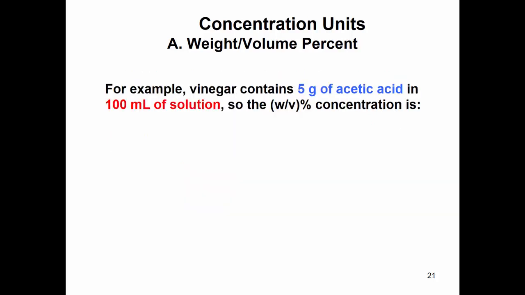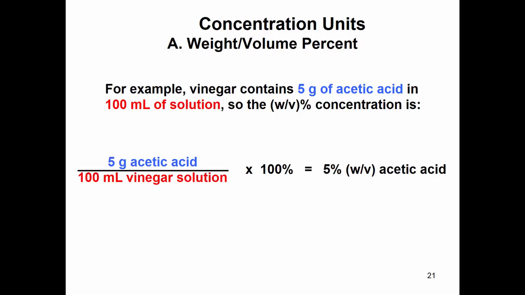So, a real simple example here. Vinegar contains 5 grams of acetic acid in 100 milliliters of solution. What is the weight volume percent? We take 5 grams, that's our solute, our mass, over 100 milliliters times 100, and we have a 5% acetic acid solution. That's typical, anywhere from 3 to 5%. When you go buy vinegar at the store, it's got about 5% acetic acid in it.